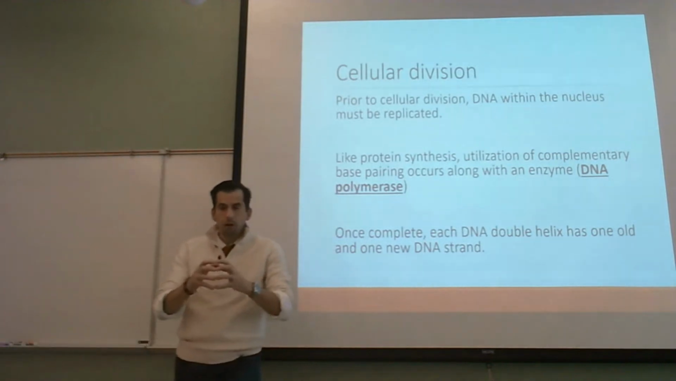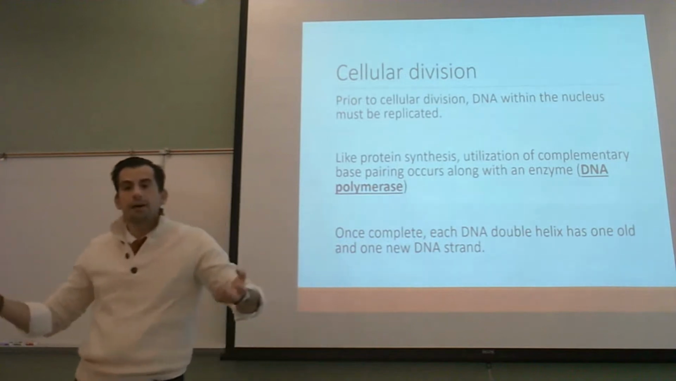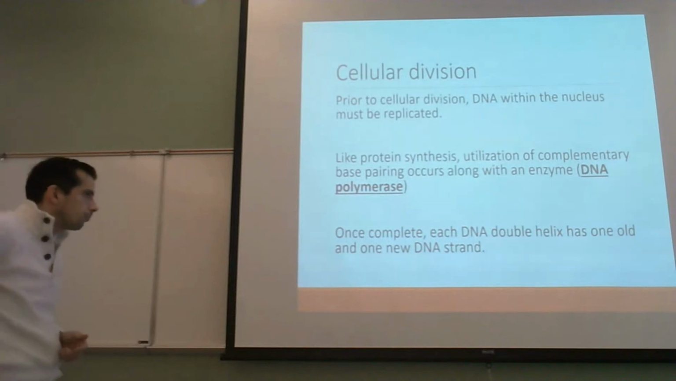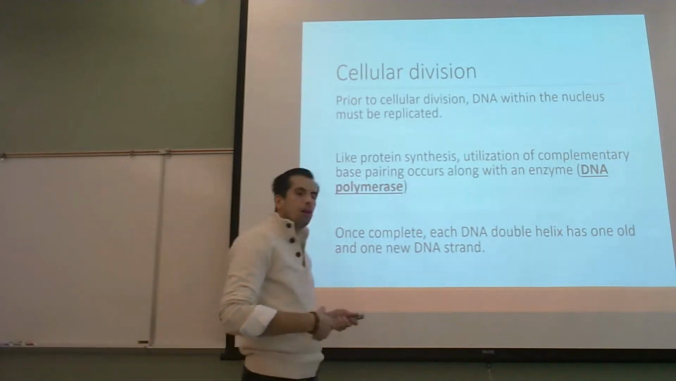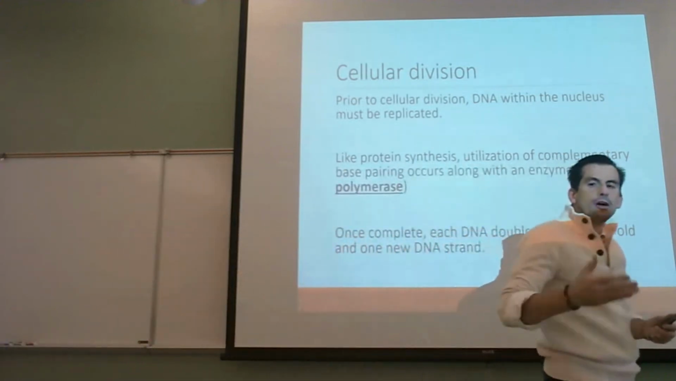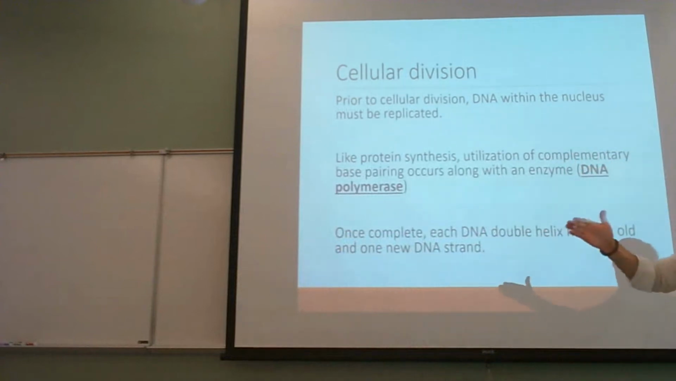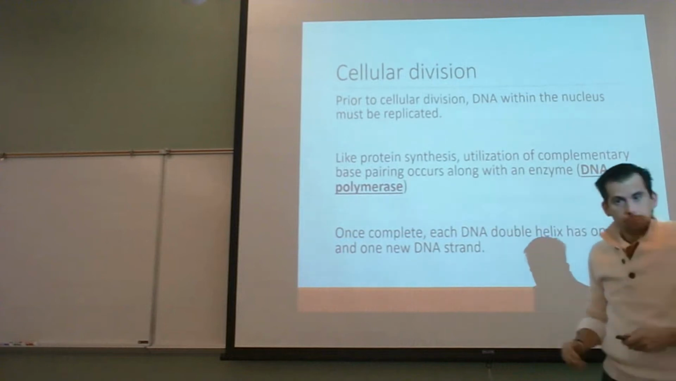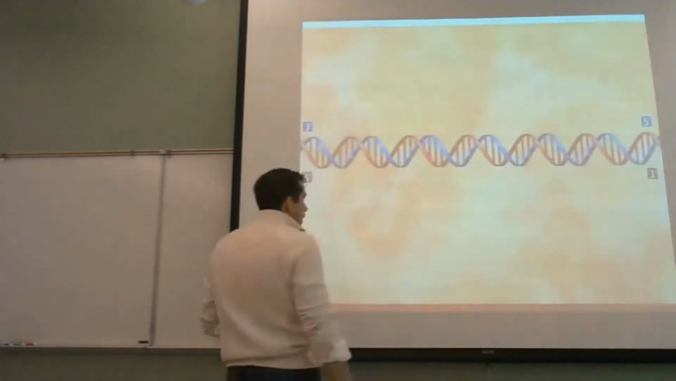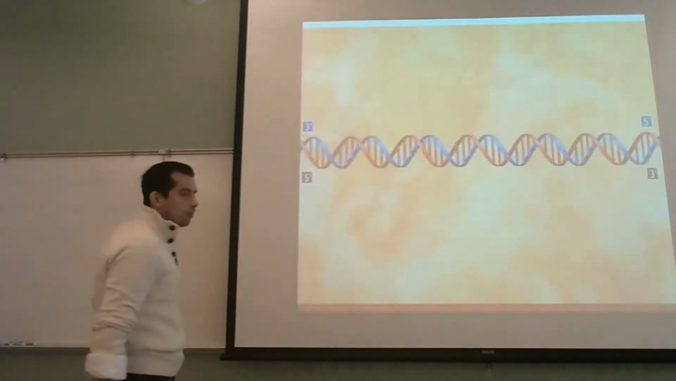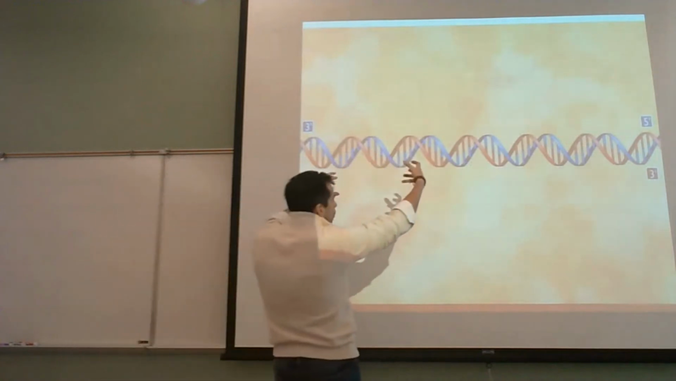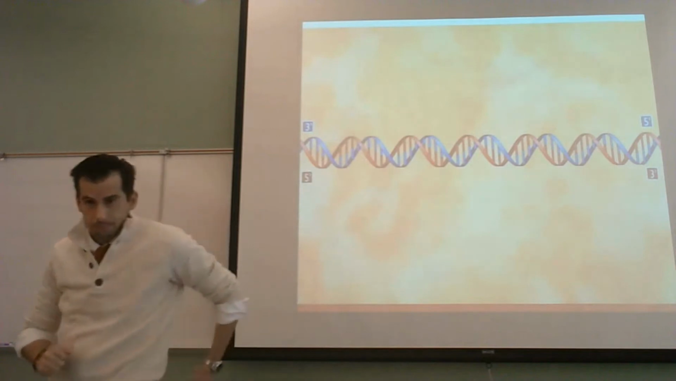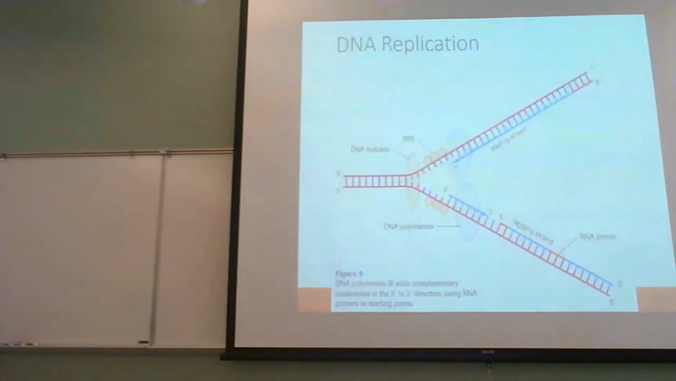If we want to take one cell and split it in two, we need to have a copy of that genetic code for each of those new daughter cells. We had RNA polymerase as one of the main enzymes for copying and producing messenger RNA. This time we got DNA polymerase for copying the DNA. Spiral structure, the first thing we have to do, unwind and unzip.